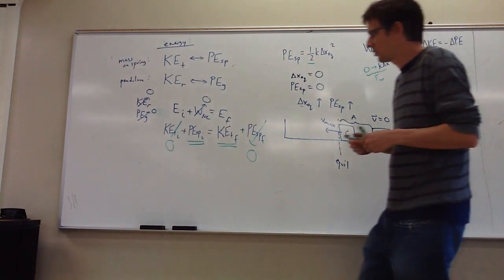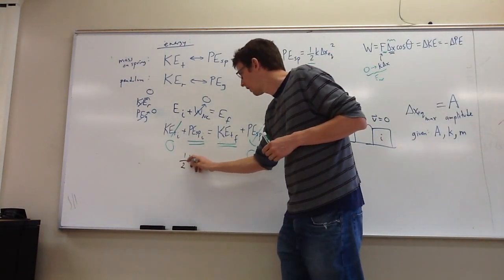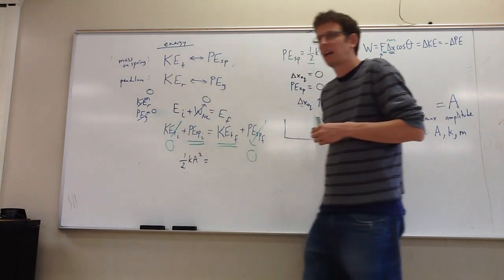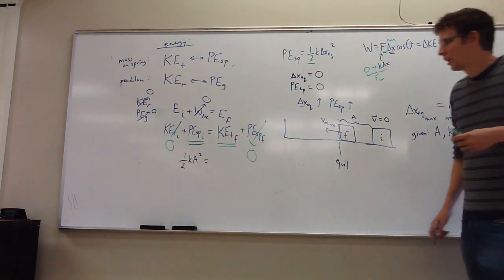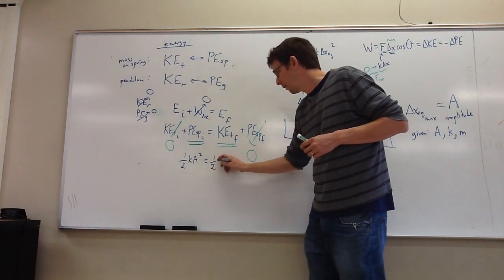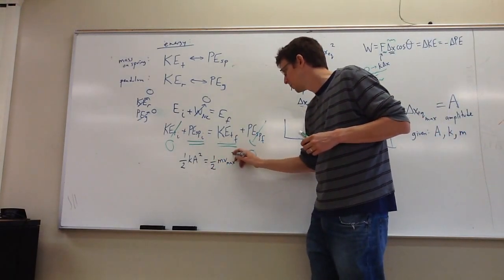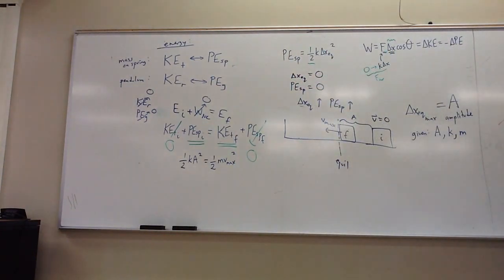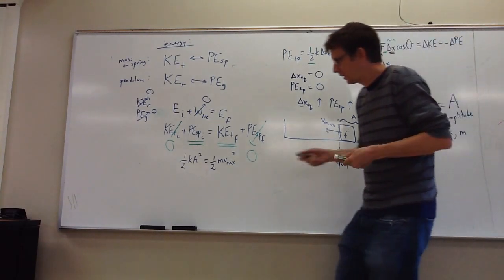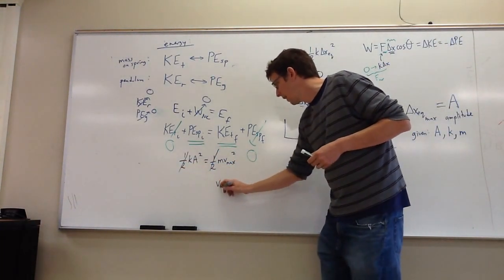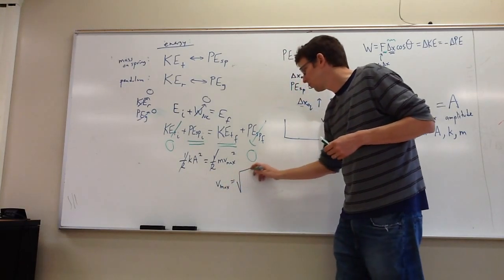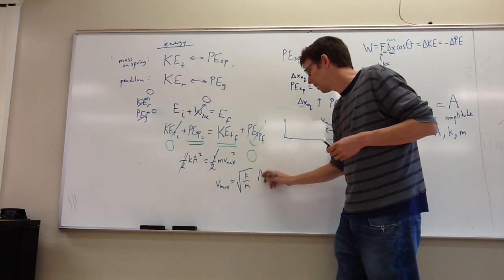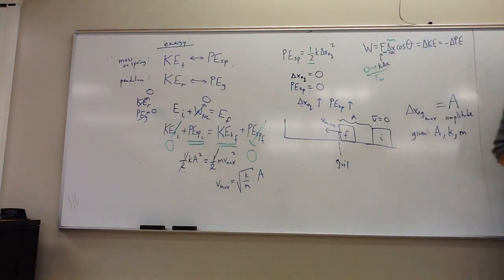So let's go ahead and just plug and chug. This is going to be 1/2 k a squared. A is the initial displacement. And the final kinetic energy, 1/2 m Vmax squared. Speed at the final point is Vmax. So we go ahead, cancel the halves, solve for Vmax. That's going to be square root of k over m times a. That is the solution to this problem.